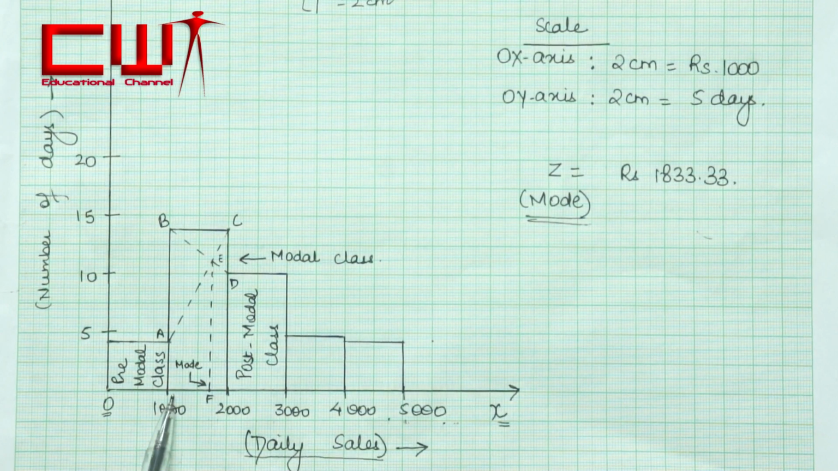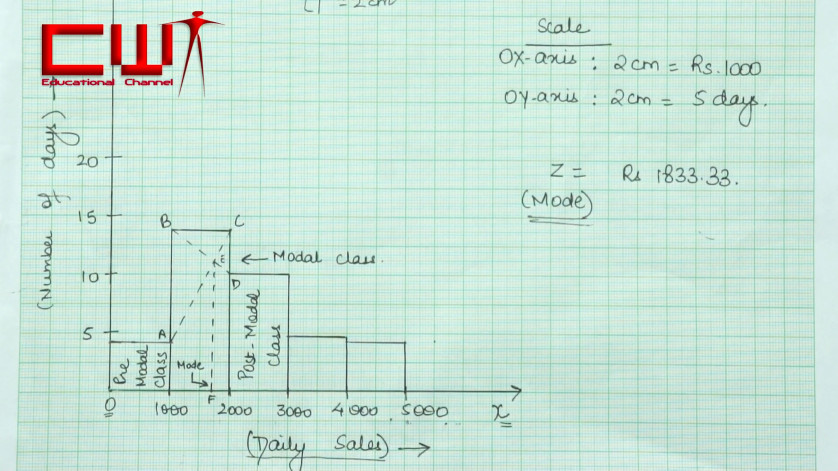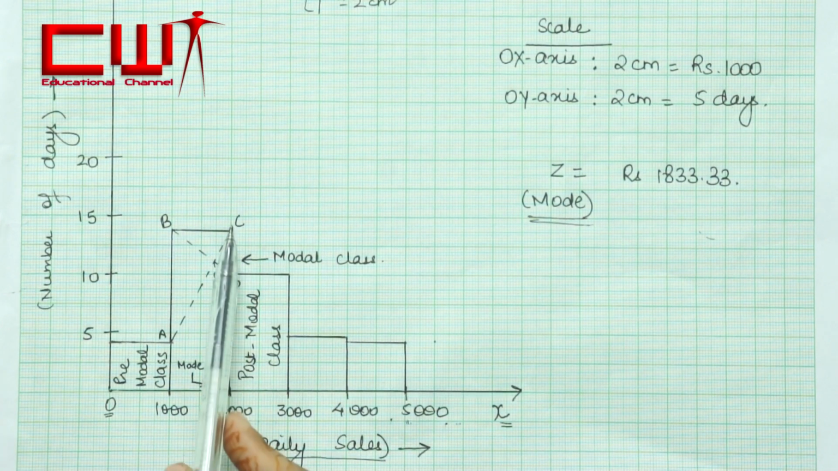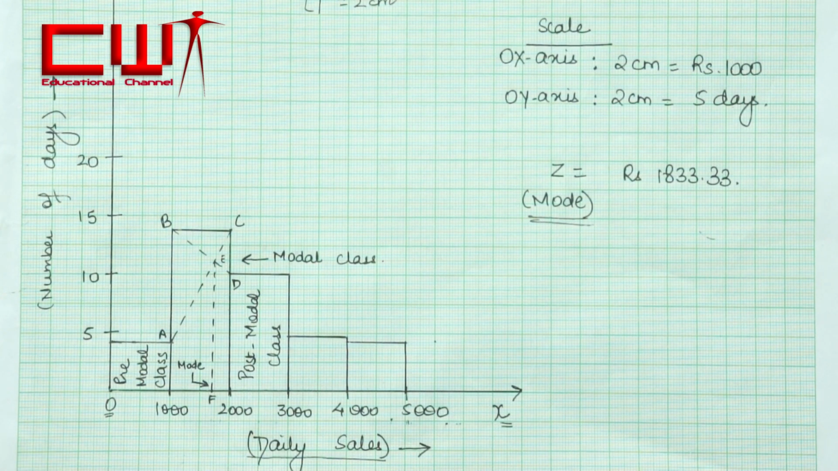So on 1000, they say that the daily sales is 3. On 2000, they have given the next value. On 3000, they have given 9. On 4000, they have given 4. On 5000, they have given 2. So this is how you will make the histogram. You are just joining the bars and you create a histogram, right? Important is not making a histogram. Important is how you calculate mode, or how you will represent mode in this histogram.